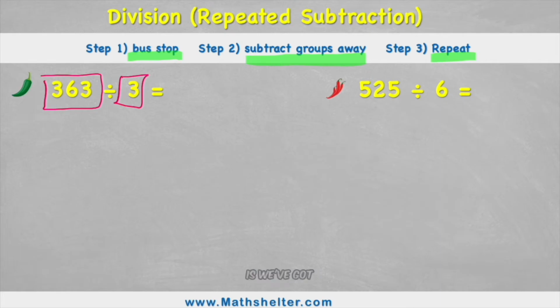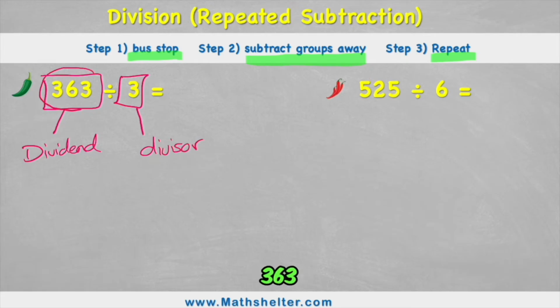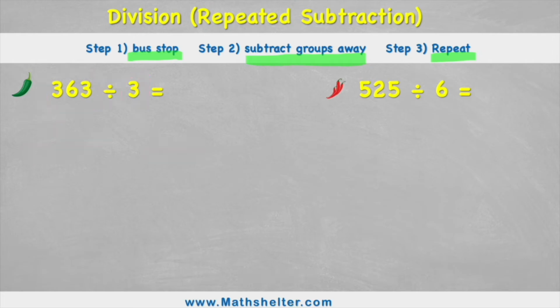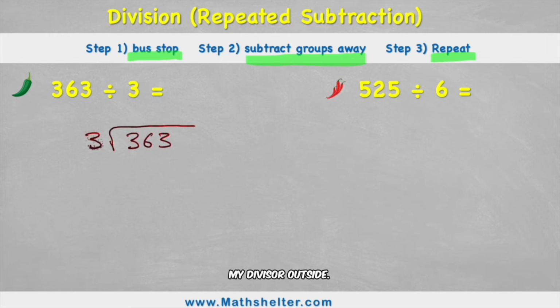So what it means is we've got this 363, which we call the dividend, and we want to share it equally between 3 groups, the divisor. So it's almost like saying I have 363 sweets and I'm sharing them between my 3 friends. How many do they get each? Well, to work it out, we can use our bus stop. So we can put our dividend inside the bus stop, 363, and I can put my divisor outside.